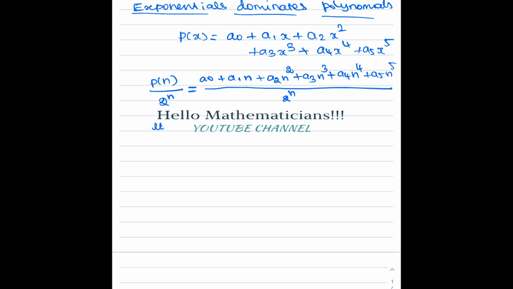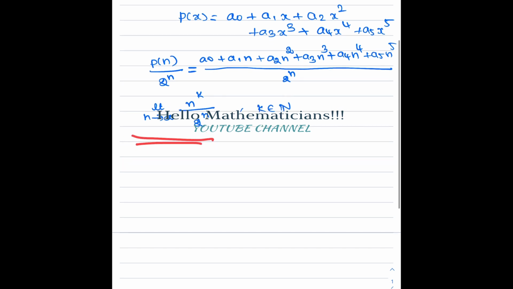Now we see what is the limit as n tends to infinity of n power k by 2 power n. Here k is some arbitrary positive integer. We can take it to be any number, it doesn't matter. So what is the value of this limit, n tends to infinity of n power k by 2 power n? One can directly prove that this limit is actually equal to 0.